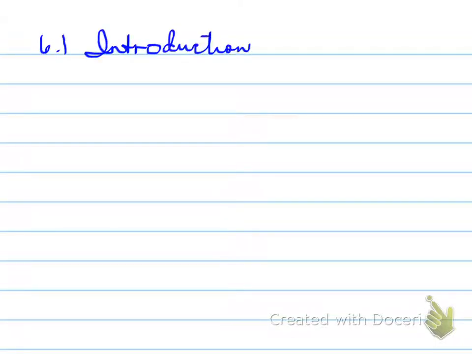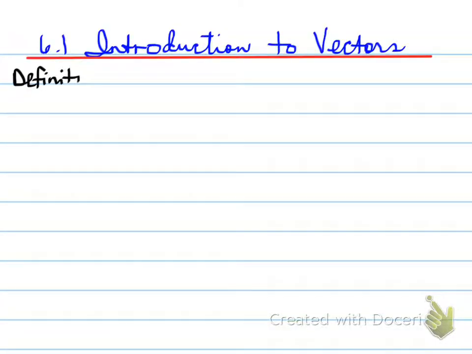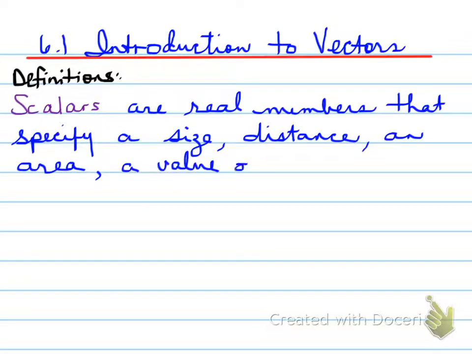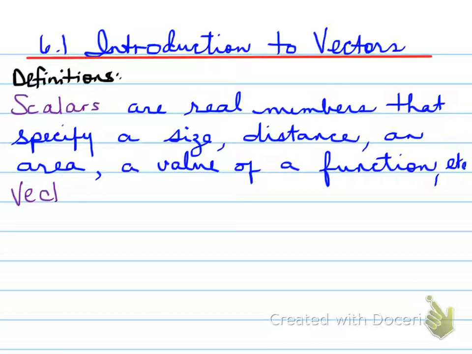Alright, 6.1, Introduction to Vectors. We're going to look at some definitions. First definition is the word scalars. What does a scalar mean? Well, scalars are real numbers that specify a size, distance, an area, a value of a function, etc. So basically, it identifies a specific value, some sort of attachment, whether it be size, distance, area.